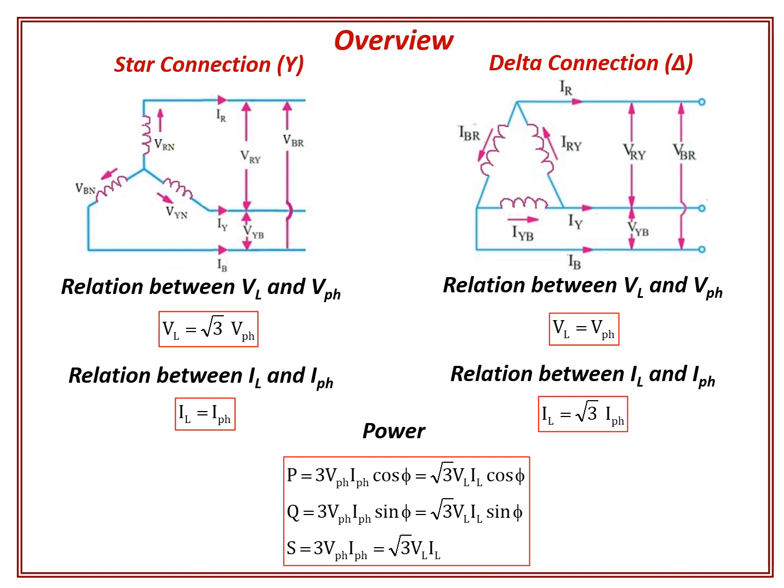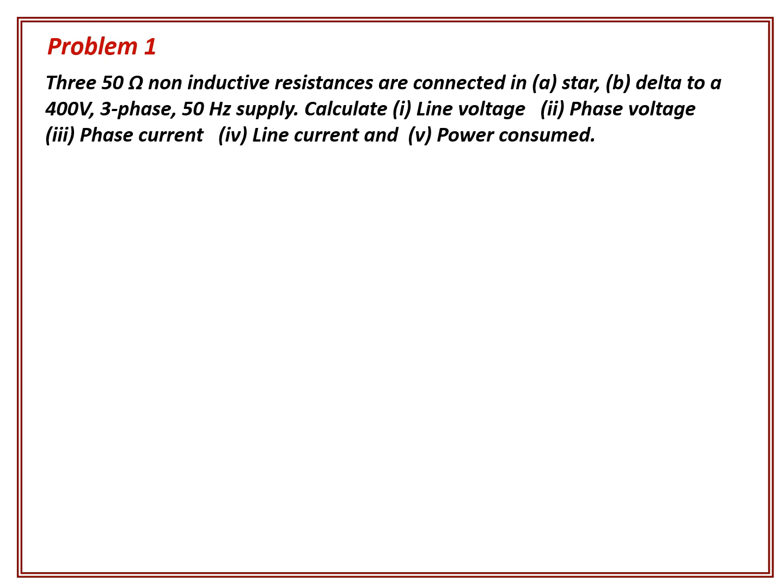Next, we will discuss some typical numerical problems based on these concepts. First question. Three 350 ohm non-inductive resistances are connected in A, star, B, delta to a 400 volt 3-phase 50 Hz supply. Calculate 1. Line voltage, 2. Phase voltage, 3. Phase current, 4. Line current and 5. Power consumed.